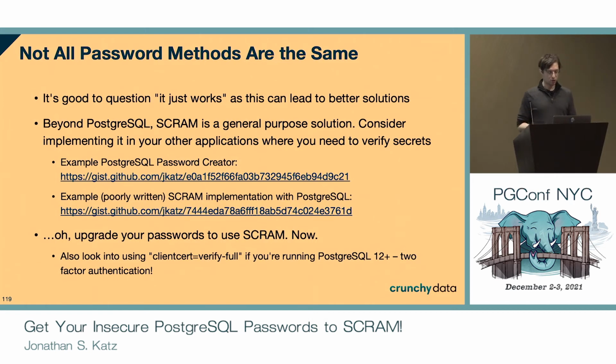SCRAM is a general purpose solution. I have some examples for how to do it, and you 100% should upgrade your passwords. And a fun note, I only briefly talked about it, but there's a way to do two-factor authentication in Postgres starting with version 12. In the HBA file, if you set clientcert=verify-full and combine it with SCRAM, Postgres checks that your client has both a valid TLS certificate that it can match to your identity, as well as doing SCRAM authentication.